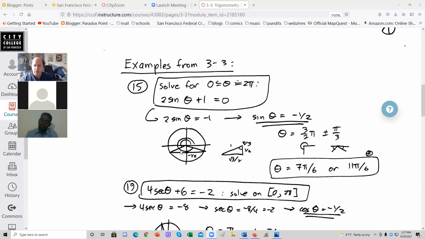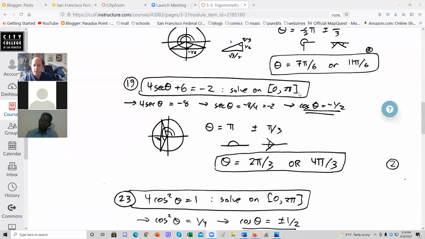And you go minus pi/3 or plus pi/3. So theta is 3 halves pi, this 270-degree angle, plus or minus pi/3, plus or minus the 60 degrees. This comes out to 7 pi/6 or 11 pi/6. These are the solutions in the unit circle. Now, of course, since sine is periodic, we could also add 2 pi n to both of these, but here they're asking specifically for the unit circle.